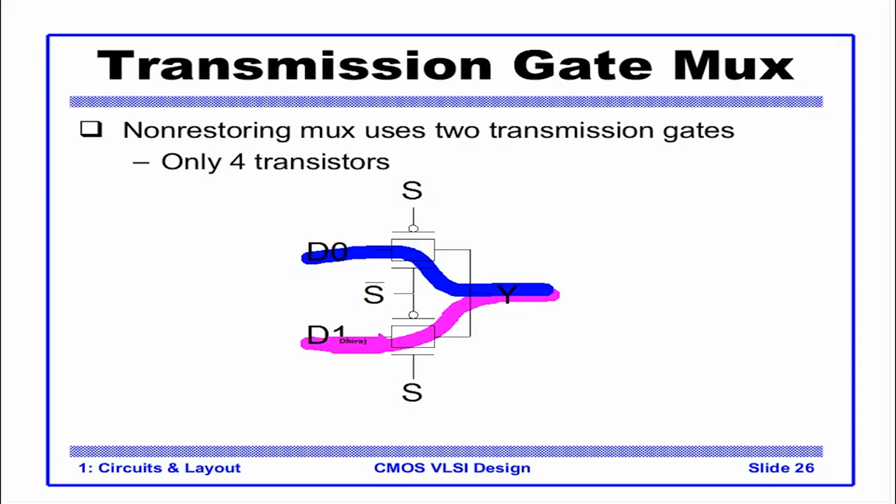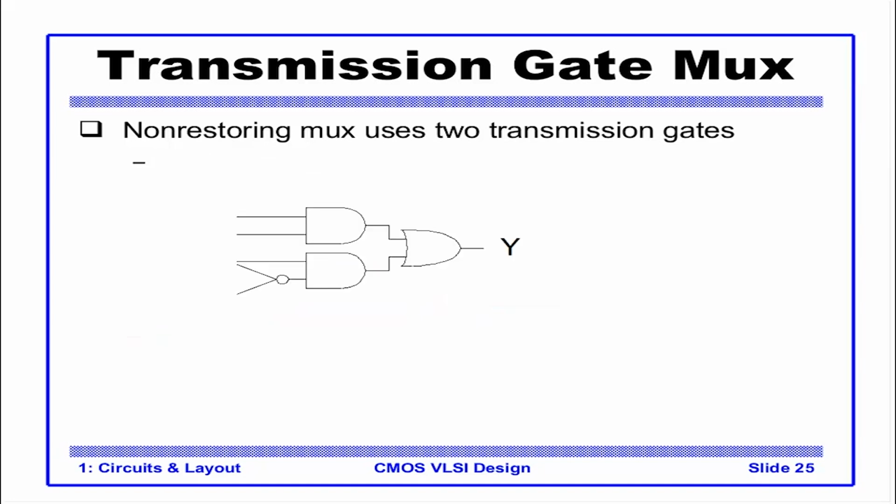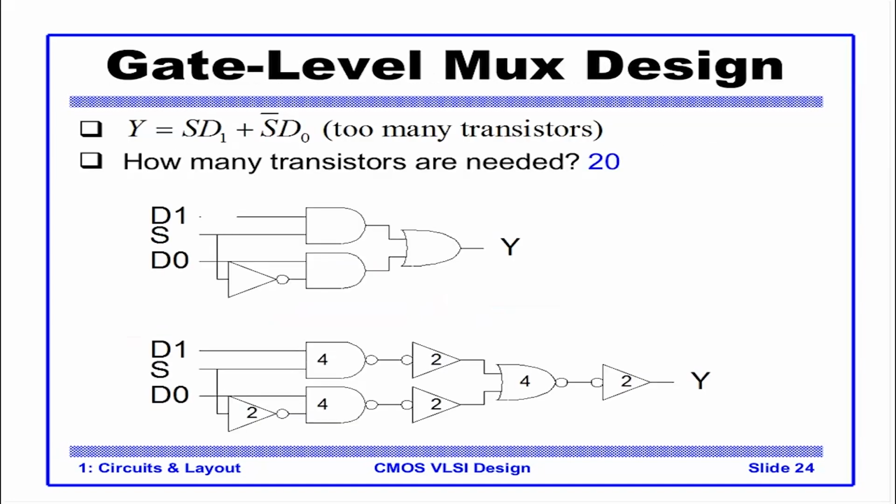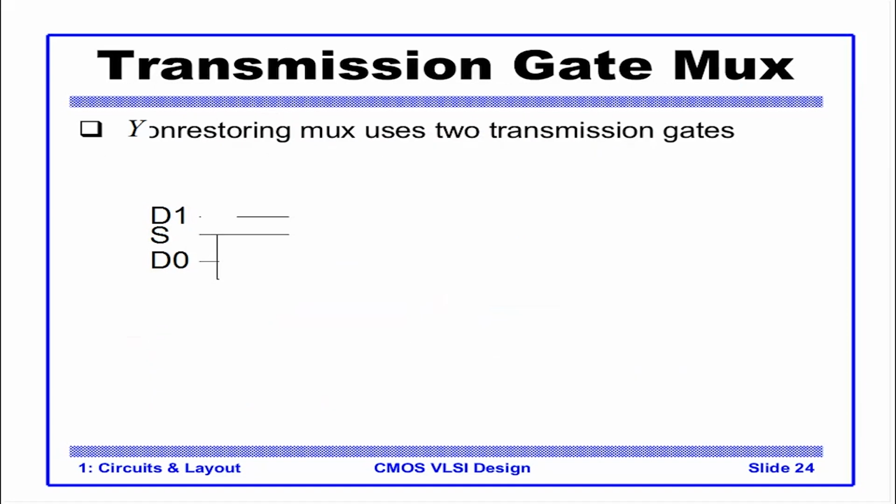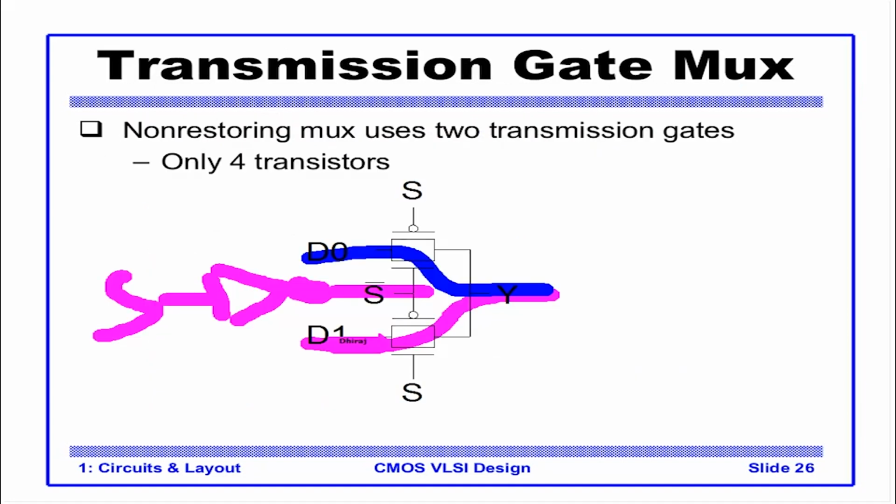If we compare apples to apples, we have to also take care that this S here would need an inverter. This S is connected here, and S bar will be available here. So this inverter means 2 more transistors. So 4 plus 2 is 6, and the earlier one had 20 transistors. The only disadvantage in transmission gate mux is the non-restoring part.